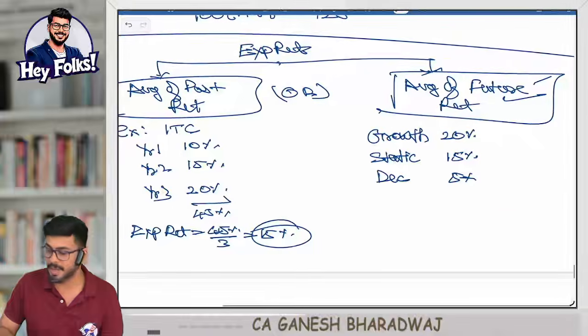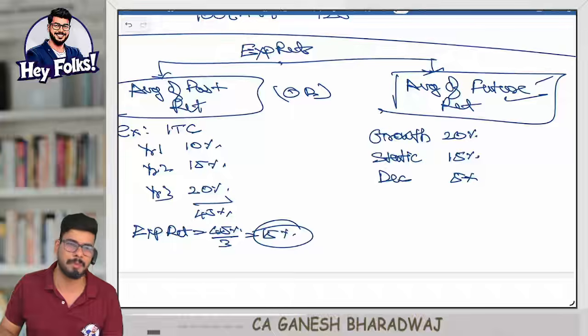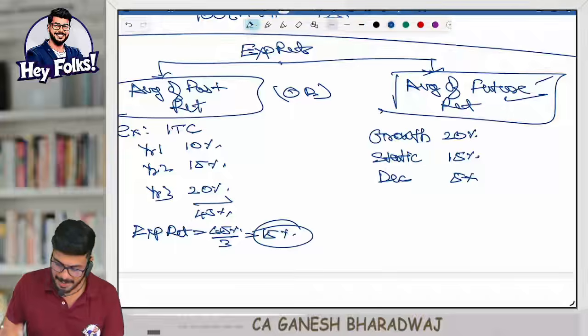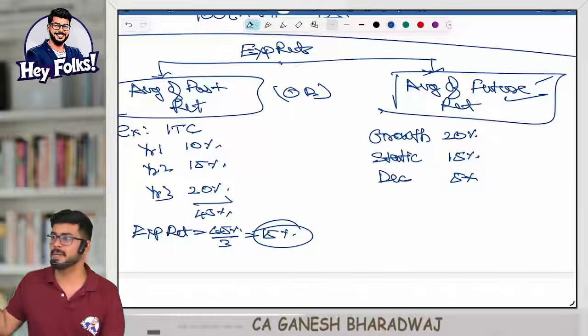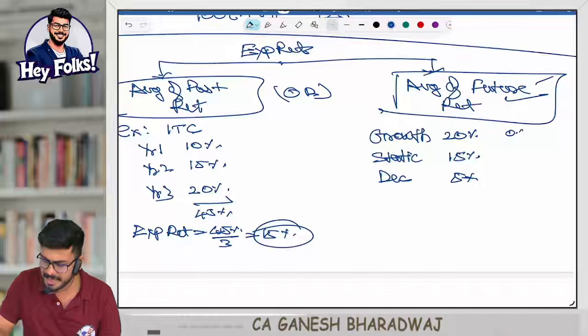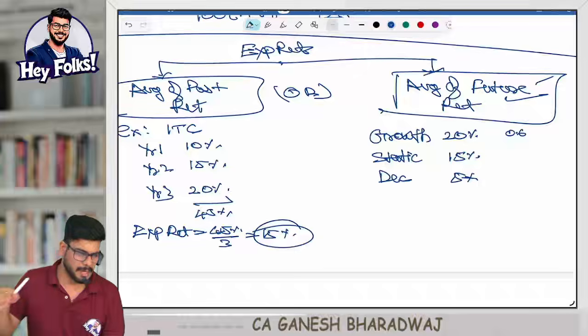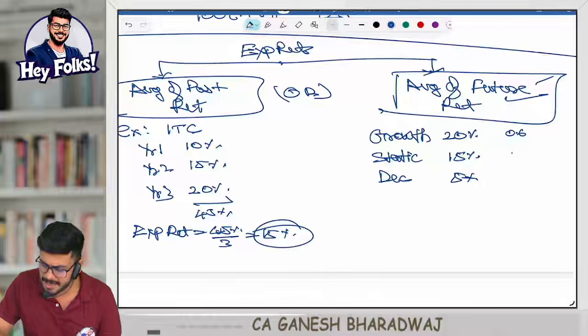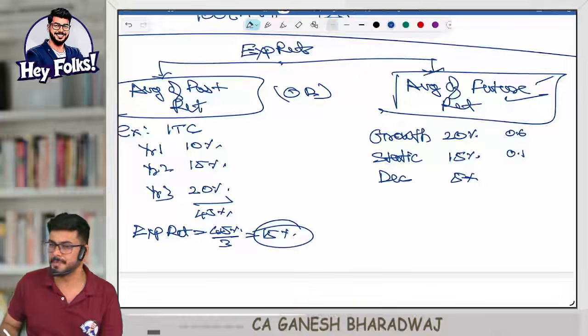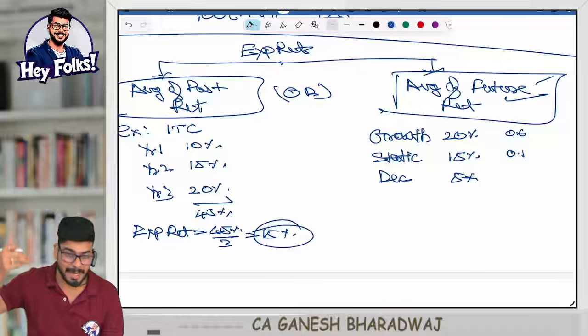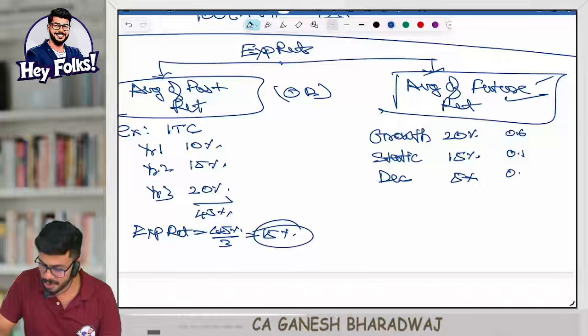This is why we use the concept of probability. When will we use probability? When there is some kind of uncertainty element involved. Now, let us say an economist is saying the chances of growth for the next year is 60%. I will say it's 0.6. The chances of the economy remaining static is 10%, so 0.1. And the chances of my economy declining in the next year is 0.3.